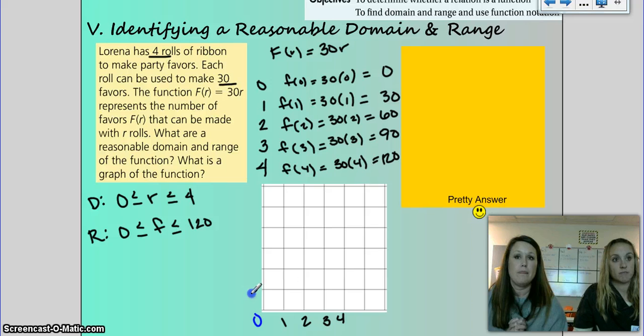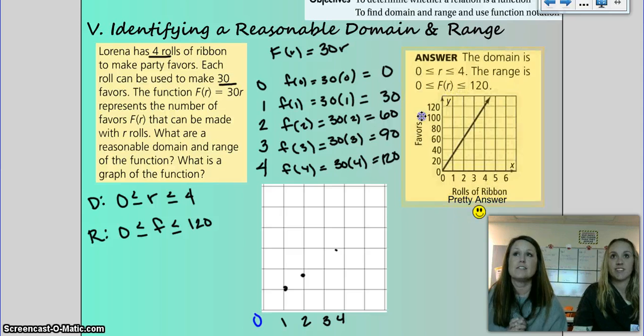We're going to run out of time. Oh, yeah, well, you just plot it. Plot the points. Oh, wait, maybe I have the pretty answer here. There it is for you.